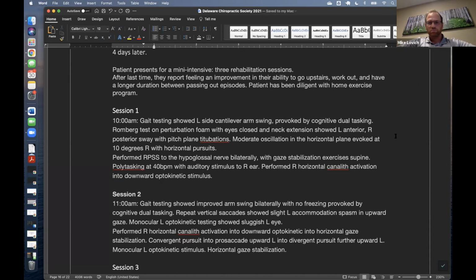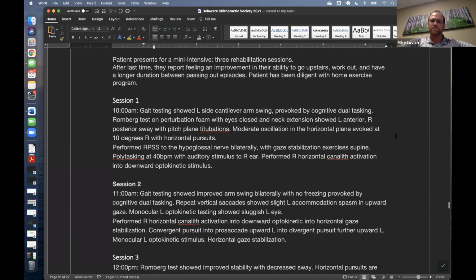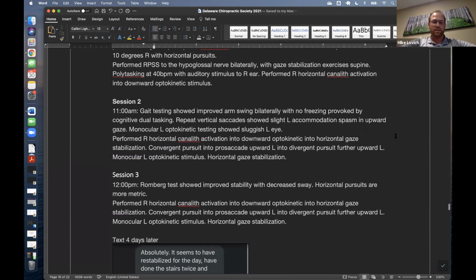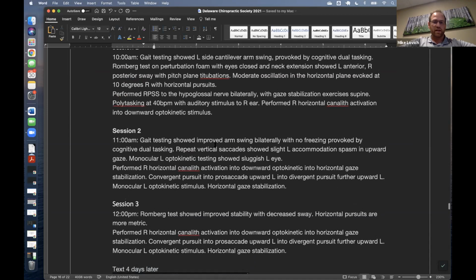Then I gave her about a half hour of rest because her systems were pretty fragile to begin with. So we probably did around 20 to 25 minutes of rehab, and I had her sit there, then literally shut the lights off, and I walked out of the room and had her take a nap for 30, 35 minutes. Then we retested gait testing. Improved arm swing bilaterally, no freezing provoked by cognitive dual tasking. Right away, just by doing that first session, she no longer had any cantilever arm swing.